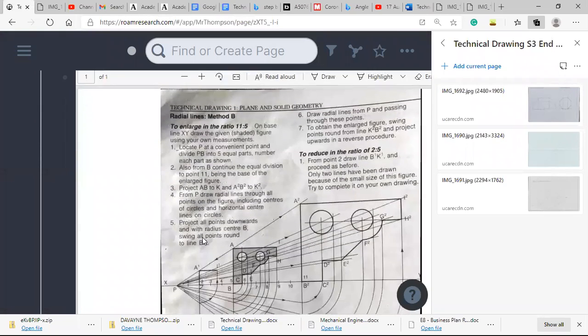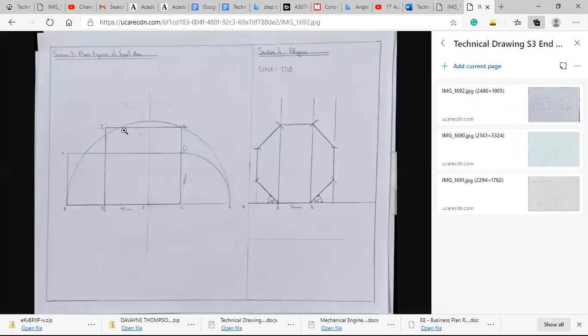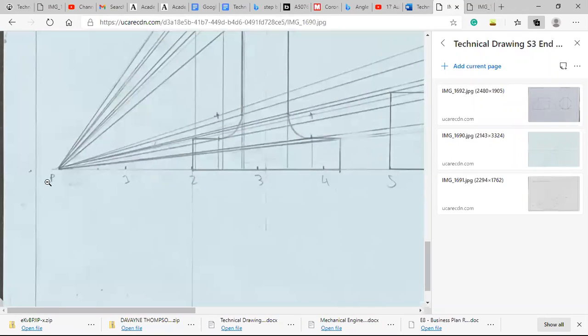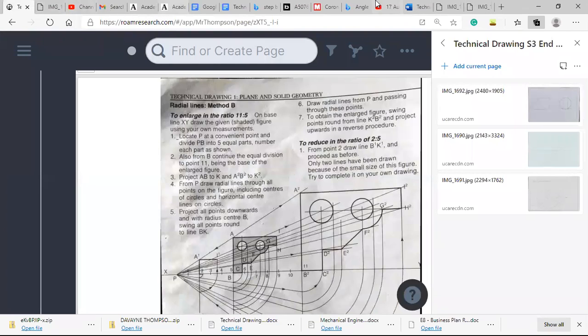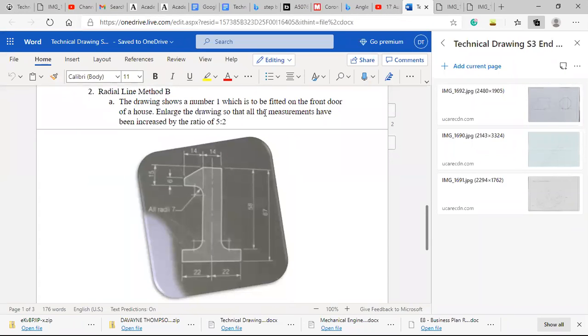Divide the distance of P to the original drawing into the required amount. So if the question from P to the base right here, right? How much did the question say? Let's look at the question. Go back here. The question said 5 to 2.